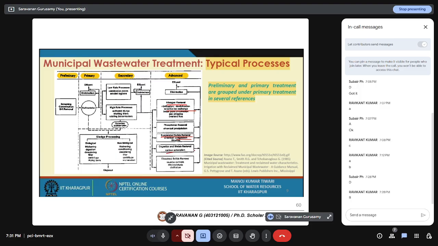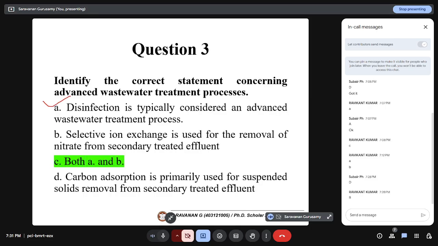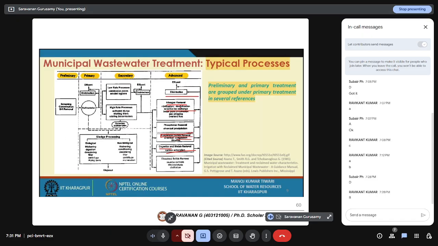So carbon adsorption is for organics. Suspended solids are removed by coagulation and filtration. Nitrogen is removed by selective ion exchange. Disinfection is always there in any process, so in the advanced process also it's there. So both A and B are correct. Carbon adsorption is wrong for solids removal; it's for organics removal. Okay. So please remember this flow chart. You can know the typical treatment process in all the stages.